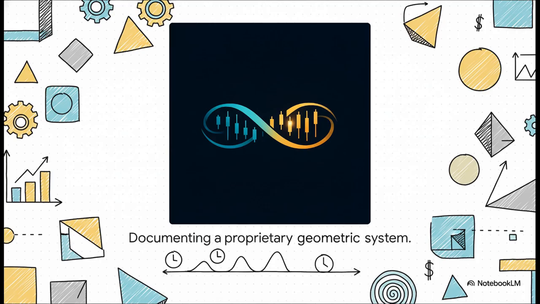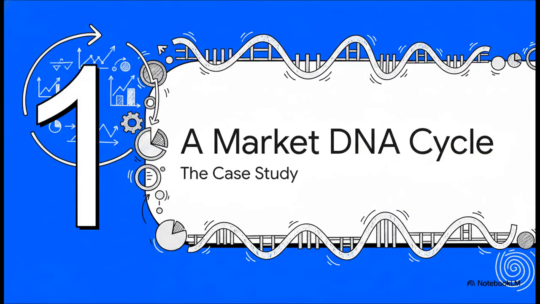So just to be super clear right up front, Market DNA is a proprietary geometric system. We are not here to analyze it or try to interpret its methods. Our focus is strictly on documenting this one recorded cycle exactly as it played out. Okay, so let's get into the case study itself.